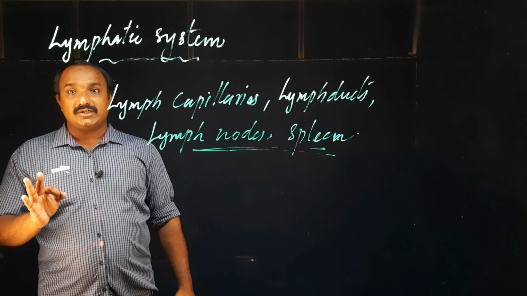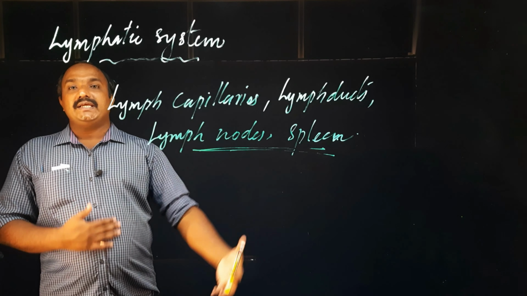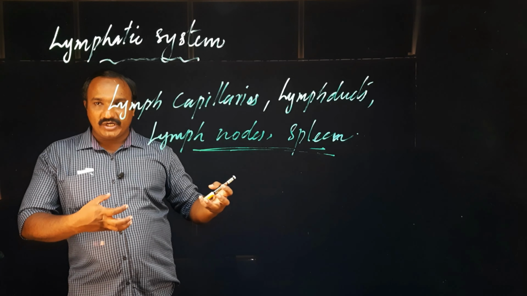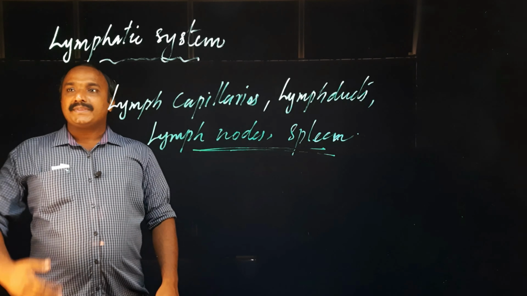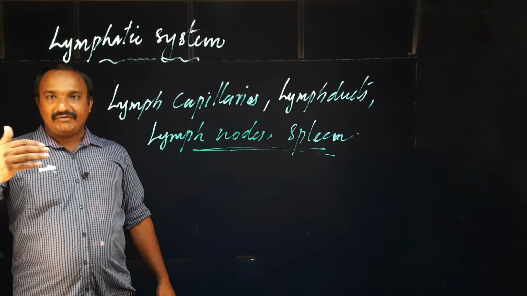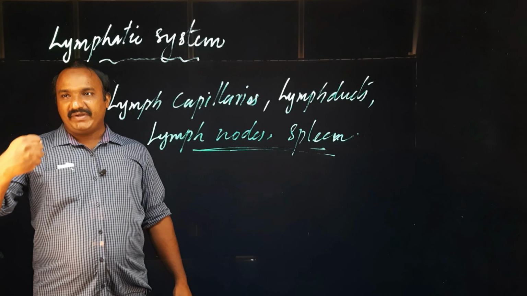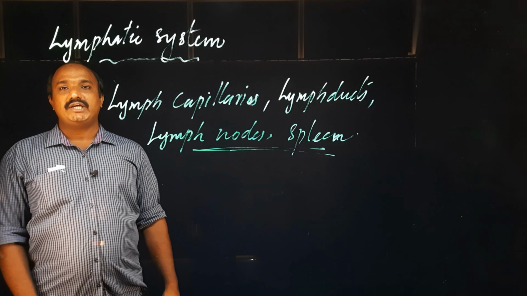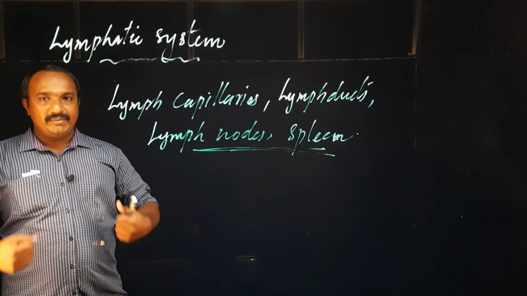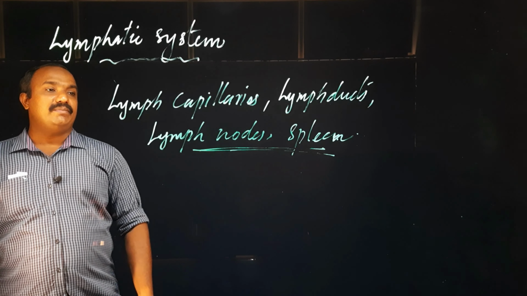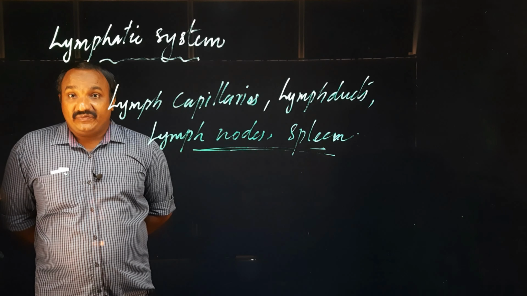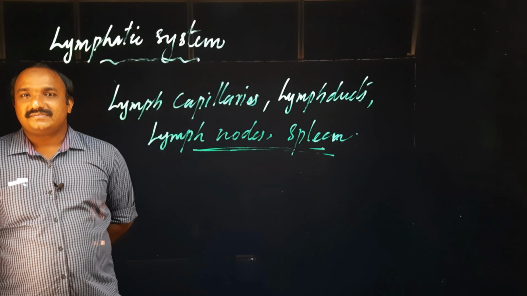These four. Then listen, among these four, these two, which are the lymph node and spleen, have a major role in defending against pathogens or disease-causing germs. When microorganisms come to our body, there will be protection to defend against such diseases. That protection is given by whom? Lymph nodes and spleen. So they are the defenders of our body.